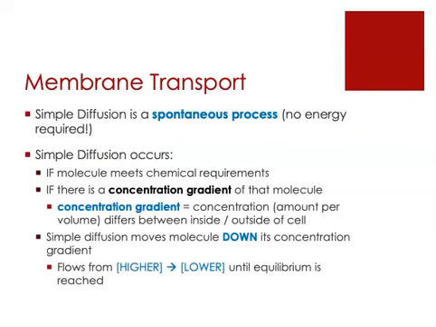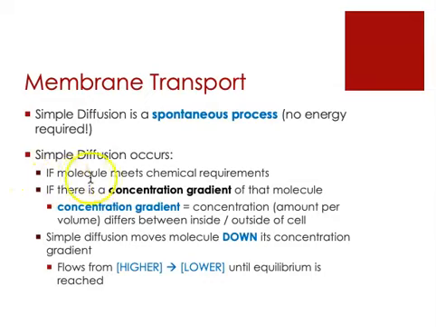Now, simple diffusion is an interesting process. It's a spontaneous process. And remember, when we use that term spontaneous, we're saying that you don't have to do anything to make it happen. You don't have to put any energy into the reaction. You don't have to use an enzyme. It just happens by itself because of chemical properties. Now, the chemical property that's going to drive simple diffusion is a concentration gradient.